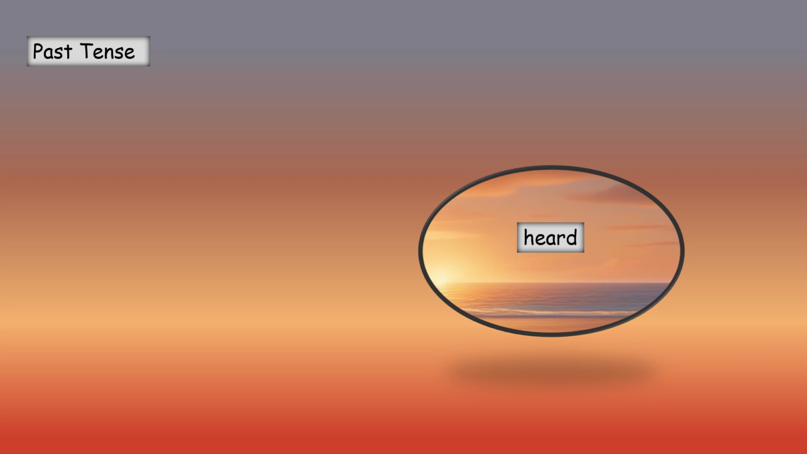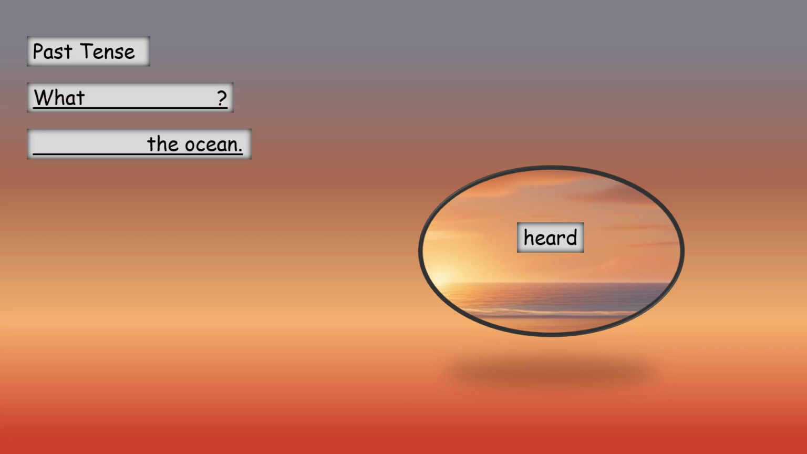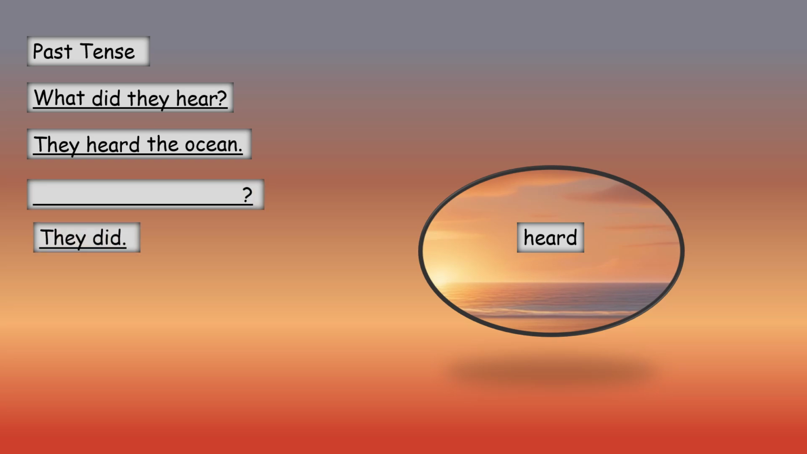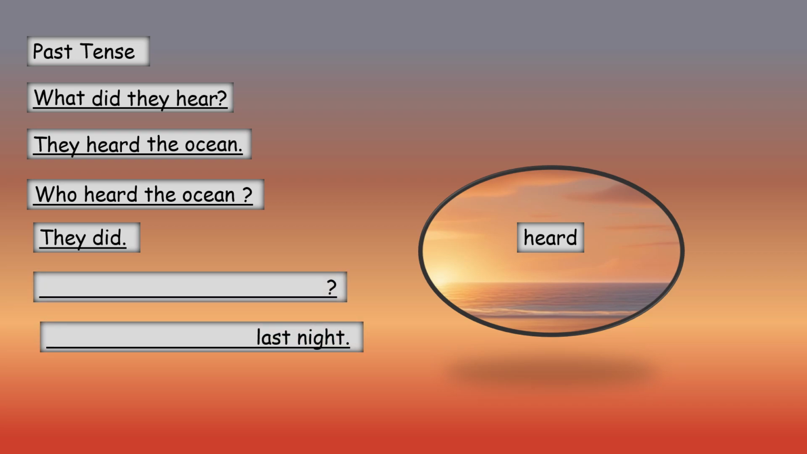Past tense. The past tense of to hear is heard. Complete the question and answer. What did they hear? They heard the ocean. Who heard the ocean? They did. When did they hear the ocean? They heard the ocean last night.